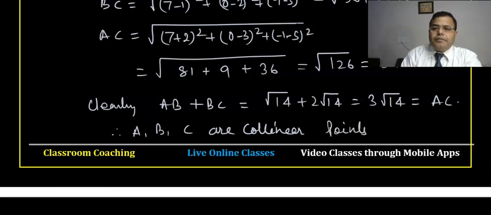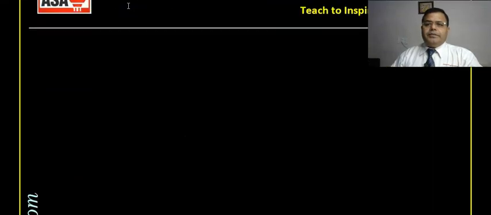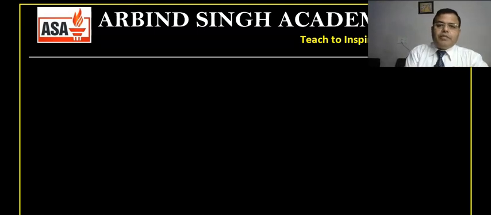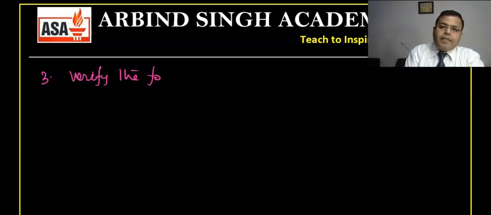Collinear points, that is, points that lie on the same line. I hope you got it. Okay, now let us see question number three. The third question is: verify the following.